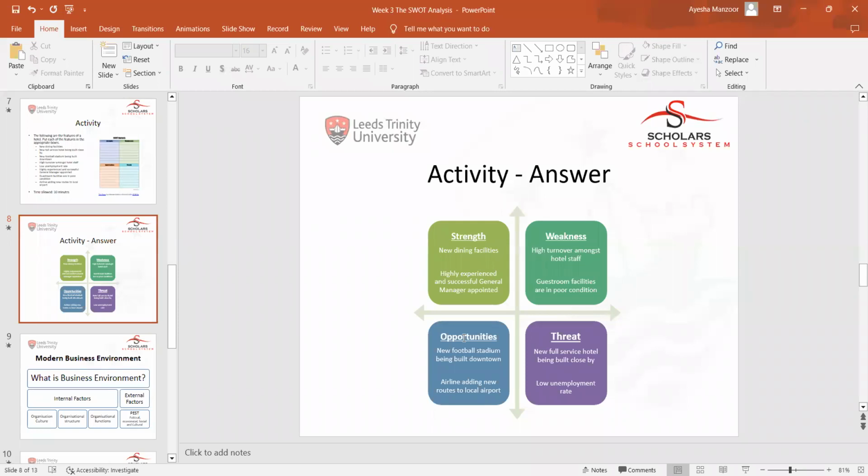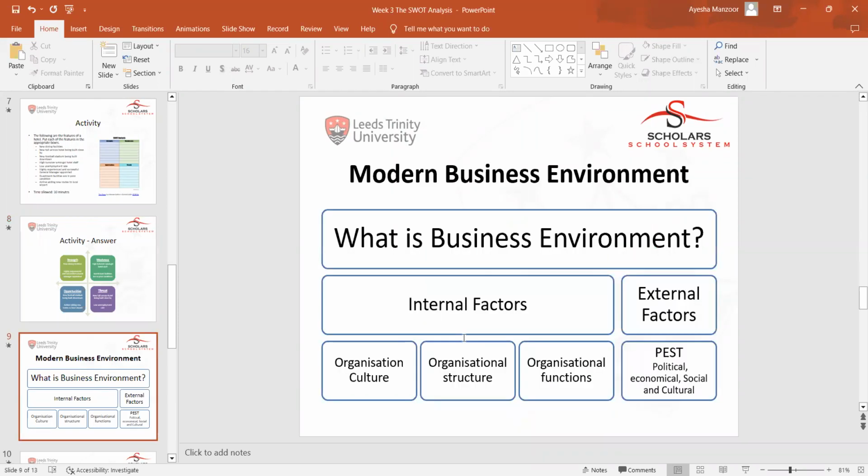Then we discussed the activity answers in the class, and then we studied the business environment, internally and externally. Internally, it comprises the organizational culture, structure, and organizational functions. These three points have been discussed in detail in other lectures as well.